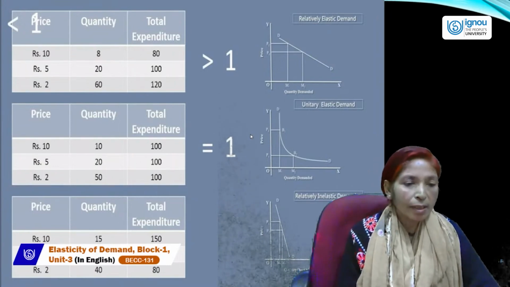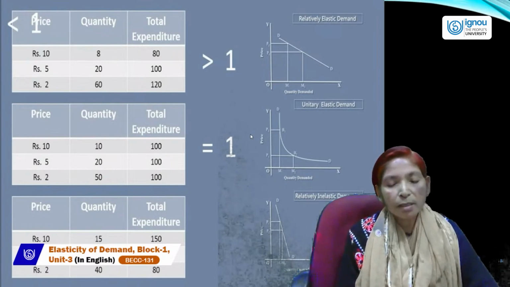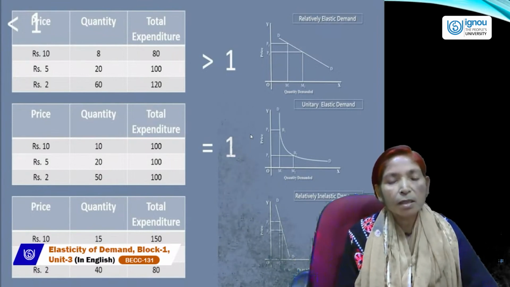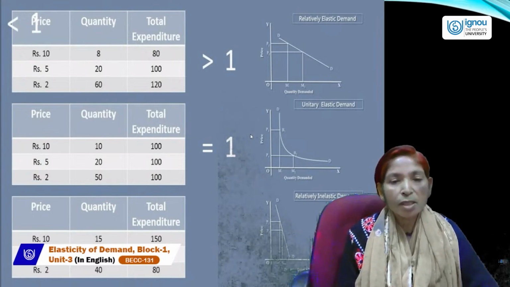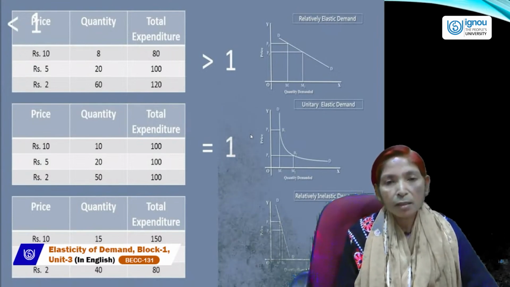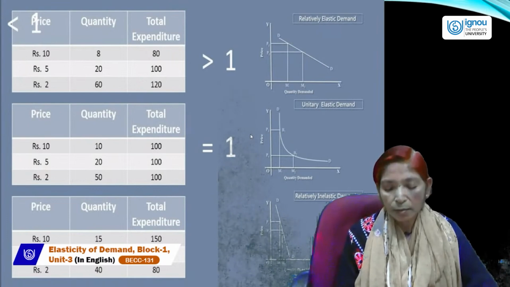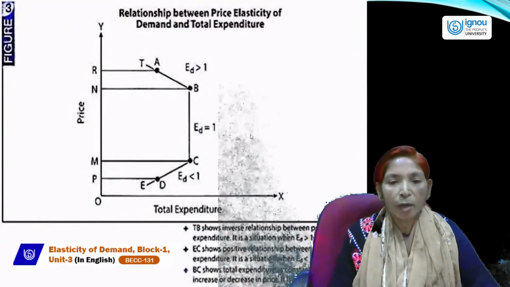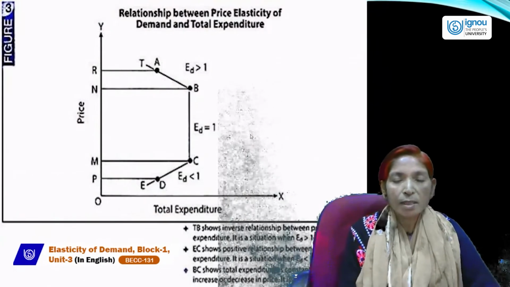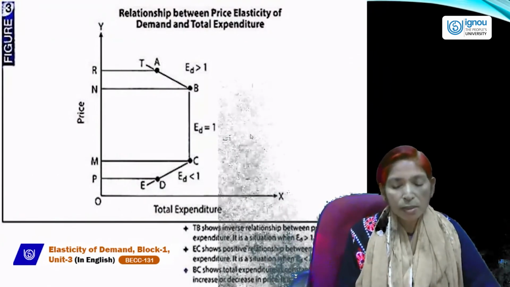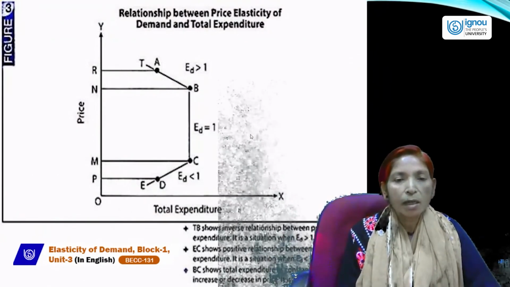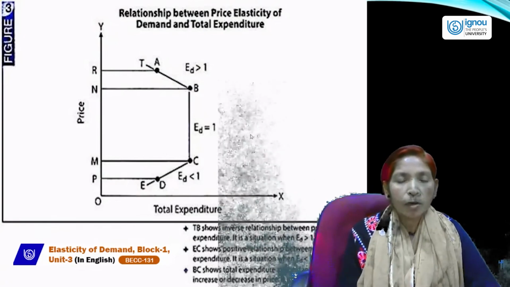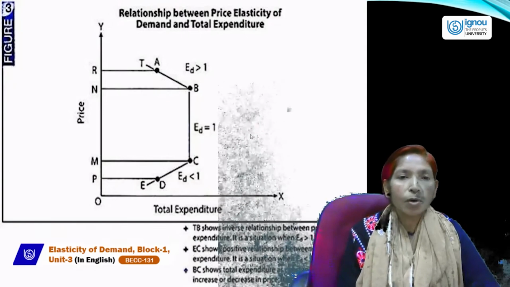And if price falls like 10, 5, 2, but total expenditure is 150, 180, due to fall in price, total expenditure is also falling. There is a positive relationship between price and total expenditure, then ED will be less than 1. We can show these three types of elasticity of demand with the help of this one single diagram. In first case, ED will be less than 1. After that, ED will be equal to 1. And from T point to B point, ED will be more than 1.